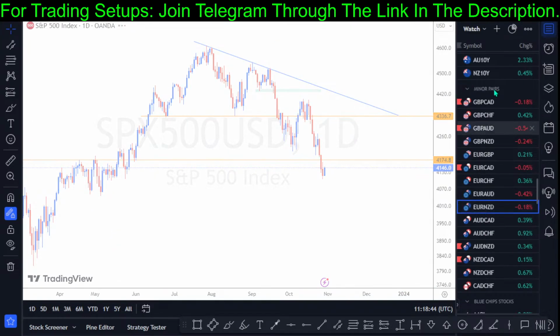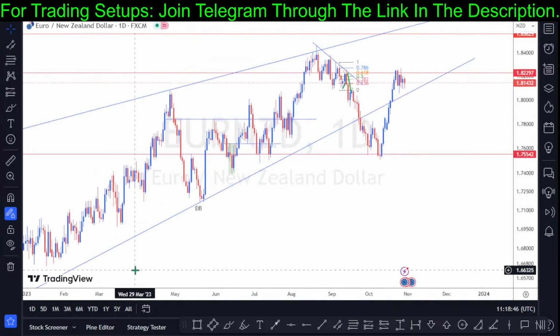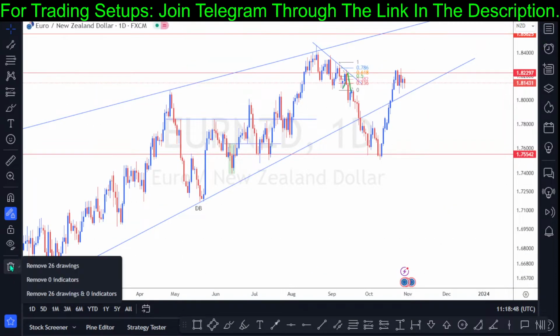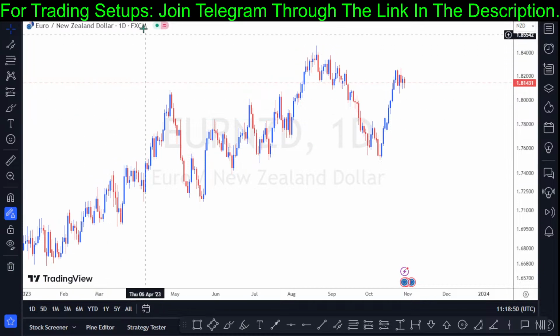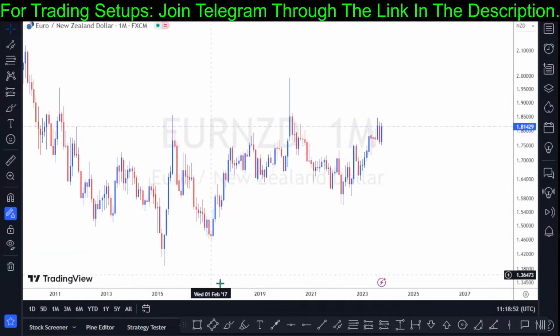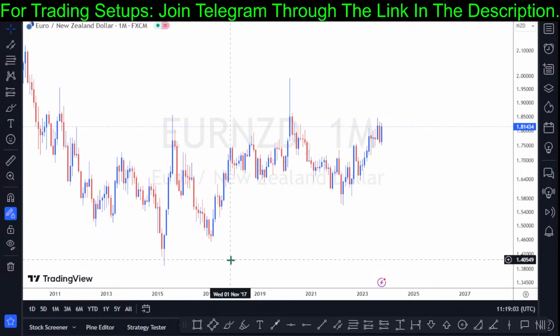Euro paired against the New Zealand. So let's get all this off and mark this level once again. Based on what we have on the European against the New Zealand, I'm going to try to mark the key level structures on this chart so that you guys can see how you should have your key level structure aligned on this price chart.